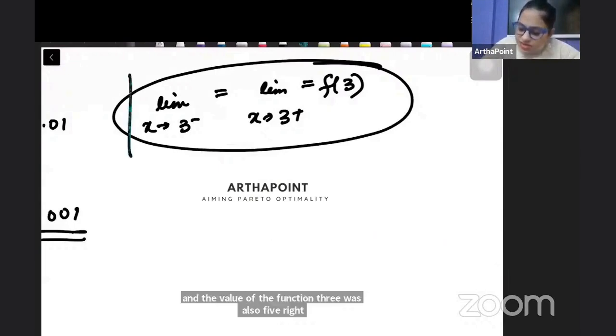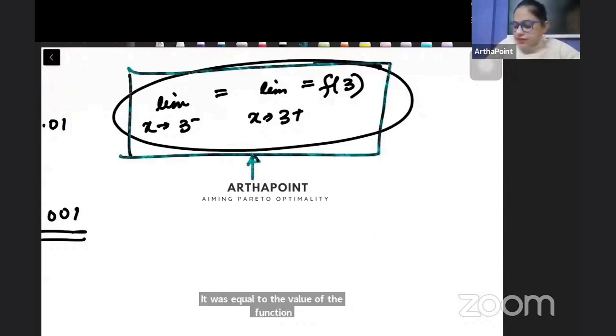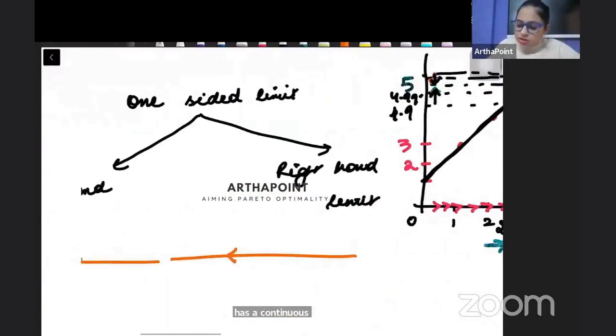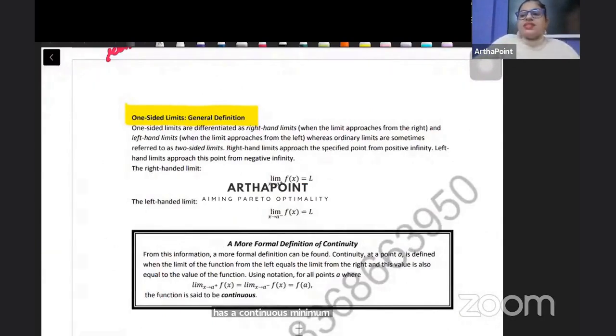Beta, if this condition is satisfied, then we say that the function is a continuous function. माने मेरा function एक continuous function है, right? So this is what the one side limit means. One side limit means you are trying to approach your function from two different sides. एक बारी left side से approach कर रहे हो, एक बारी right side से. Is that equal to the value of the function? Yes. अगर है, then the limit of the function will exist and the function will be continuous.